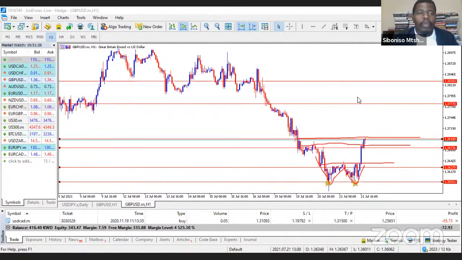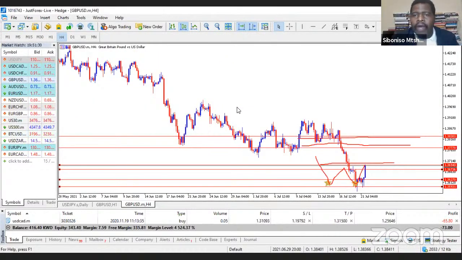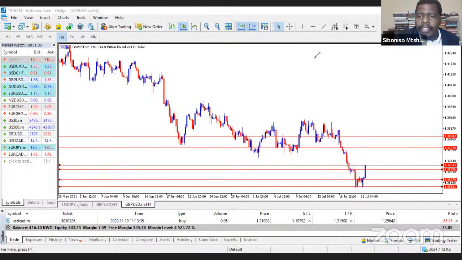Okay, so let's move to 4 hours now. And then on 4 hours, we've got a different setup, obviously. And sometimes it correlates, sometimes it doesn't. Obviously here, this is our support and resistance, this level. It is broken, and then the second level is broken. So now we are waiting to see if above this level, the market can break and form a new candlestick. That is where we can actually pull the trigger.